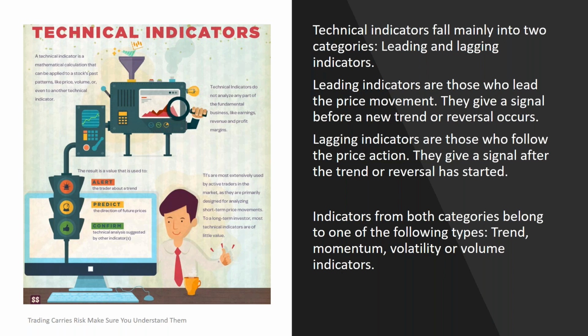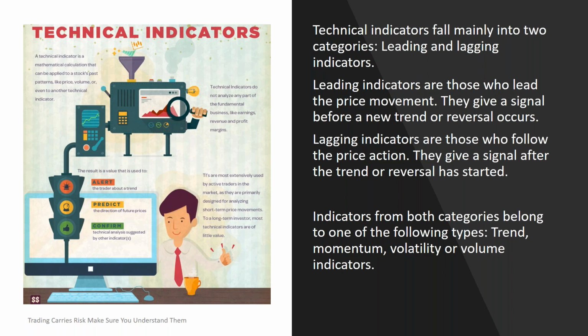Now, lagging indicators, and this is a great deal of the technical indicators, are those who follow price action. So lagging indicators are always slightly behind price. They will give you signals after the trend or the reversal has started. So one tells you it's about to reverse or continue. The other tells you it has already done this. So indicators from both categories belong to one of the following types.